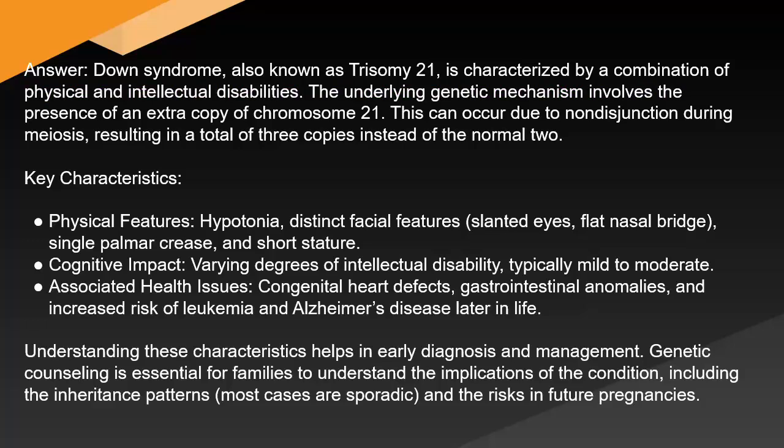This can occur due to non-disjunction during meiosis, resulting in a total of 3 copies instead of the normal 2. Key characteristics: physical features: hypotonia, distinct facial features, slanted eyes, flat nasal bridge, single palmar crease, and short stature.